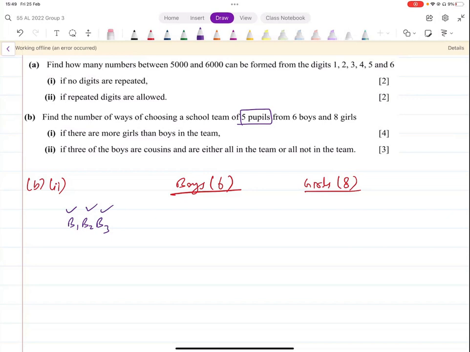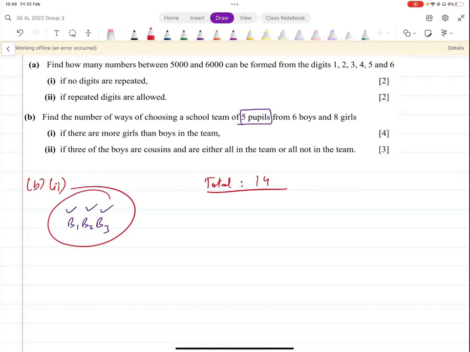Now, what do you have to do? How many people do we have left? The boys and girls distinction isn't needed, since there's no other condition. In total, how many people were there? There were 6 and 8, so 14 people in total. You have already chosen 3 of them, so you are left with 11 people. You had to choose 5, 3 are already chosen, so you have to choose 2 more.